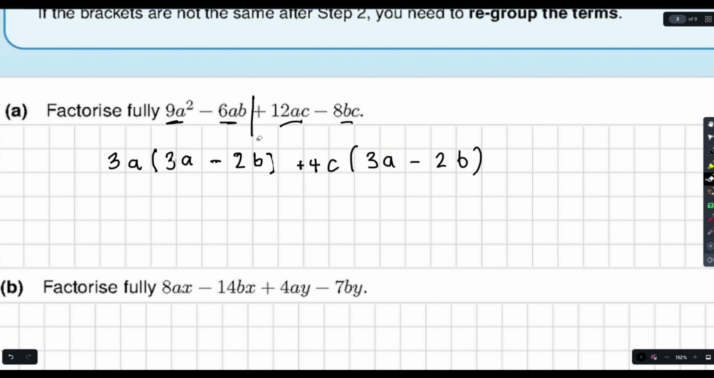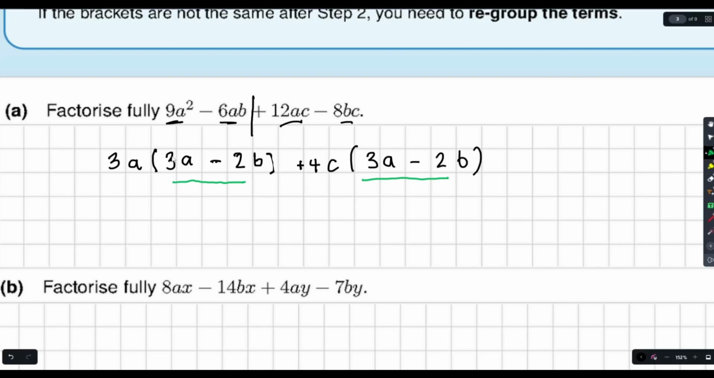Yeah? So you apply the highest common factor to them, and you apply it on the other side. Now here's the thing to remember, and you know you're right with grouping. If these brackets here are the same, you know you've done the question right. And that is what you need to remember. If these brackets are the same, which they are, 3a minus 2b, 3a minus 2b, you know you've done it right.